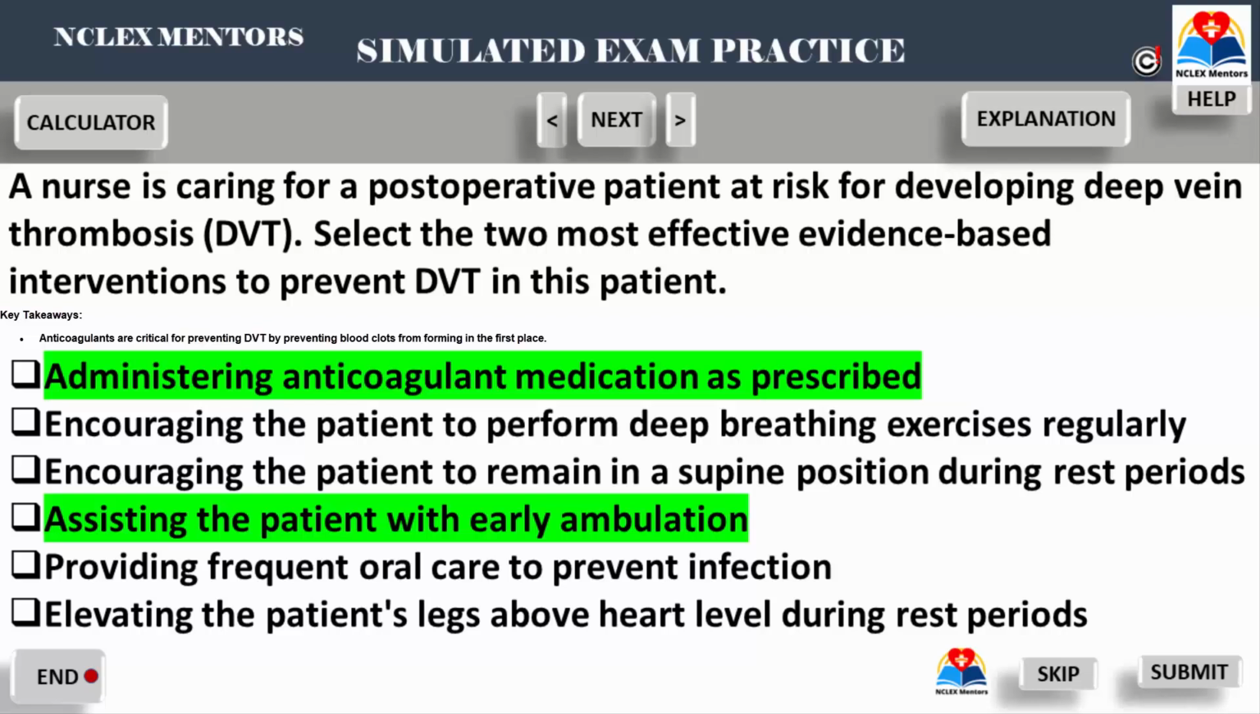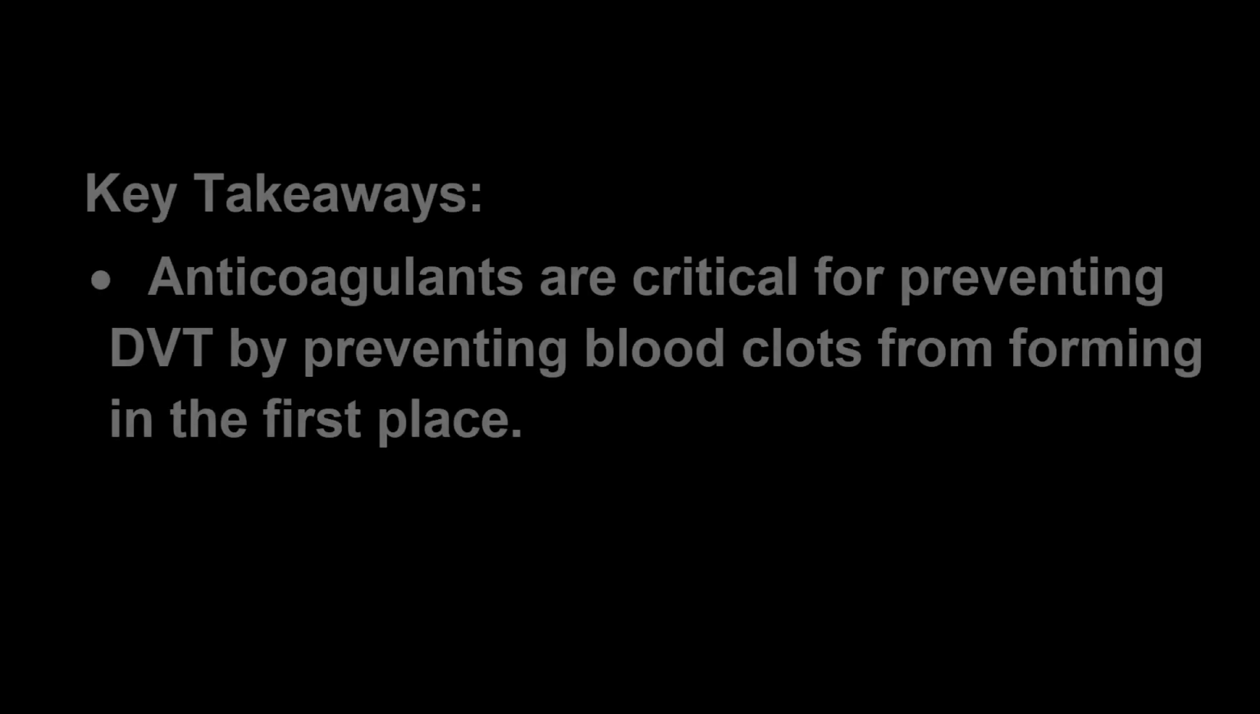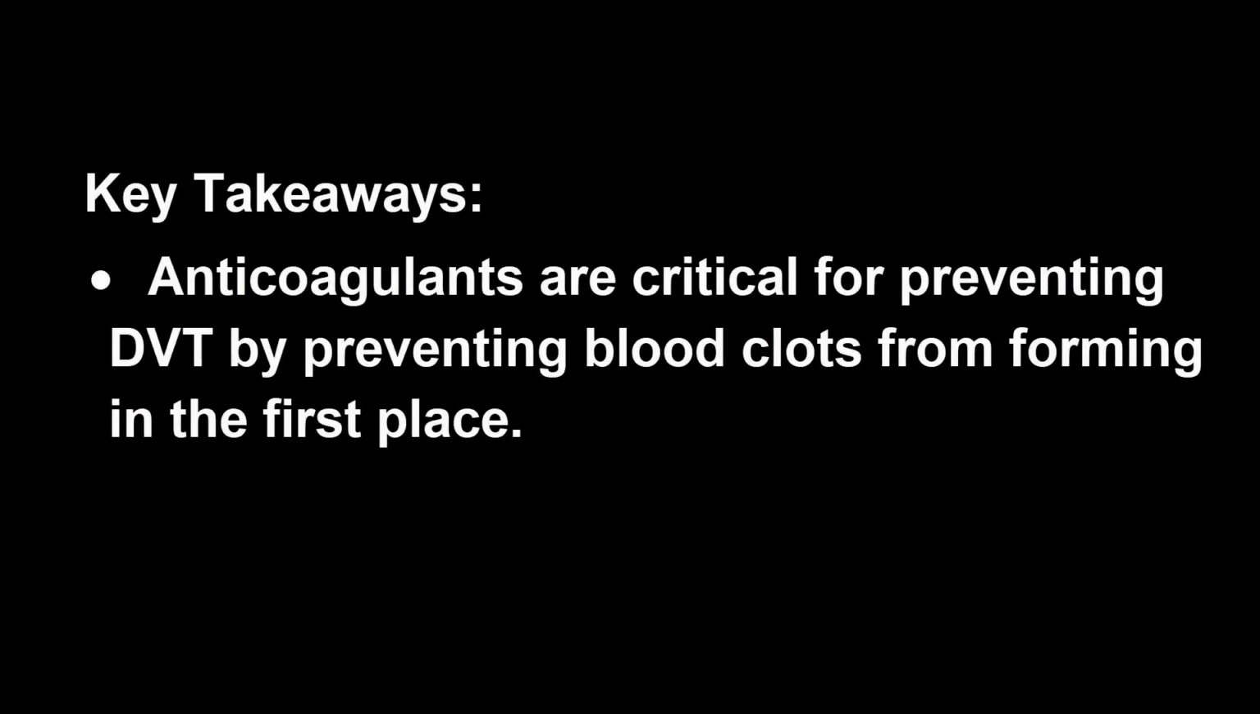Final answer. The two most effective interventions for preventing DVT in a postoperative patient are administering anticoagulant medication as prescribed and assisting the patient with early ambulation. Key takeaways. Anticoagulants are essential for preventing DVT because they directly stop blood clot formation.